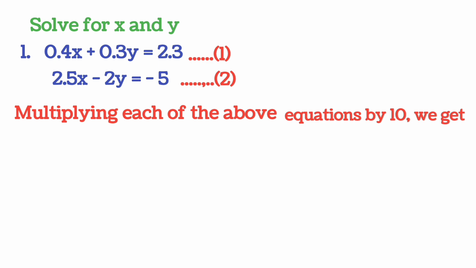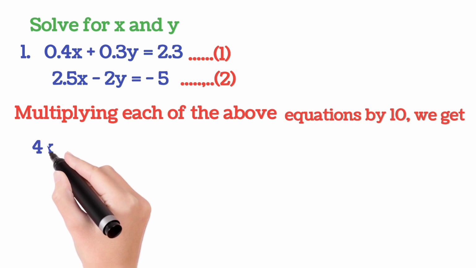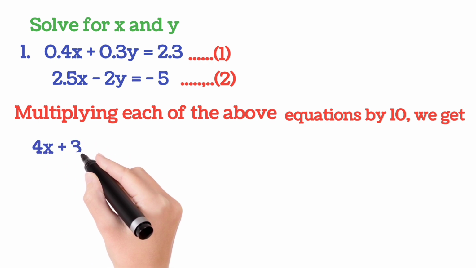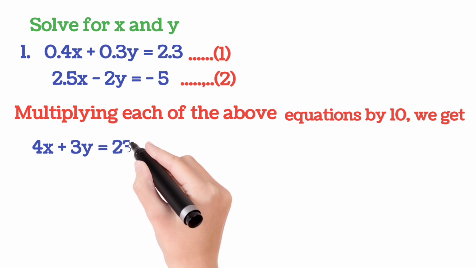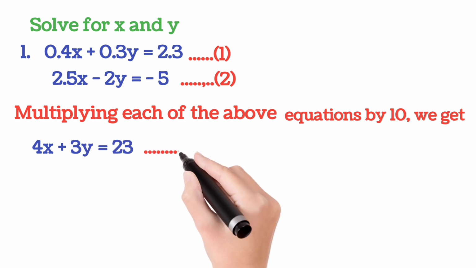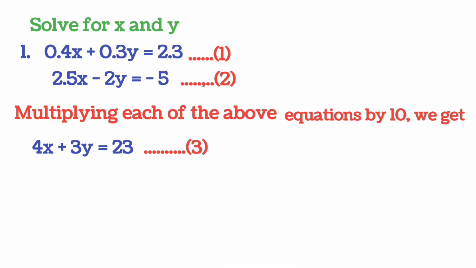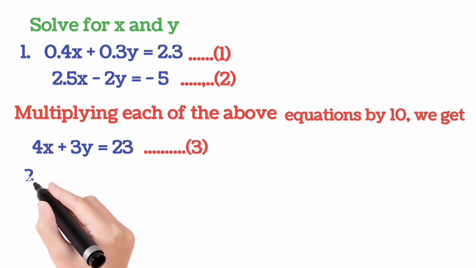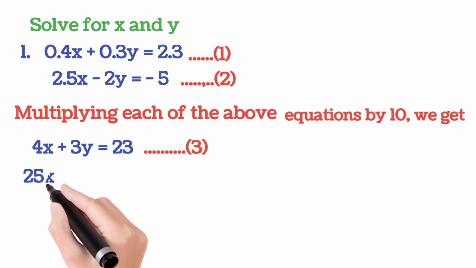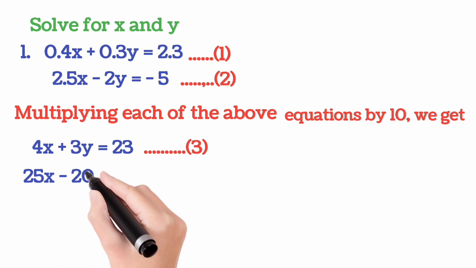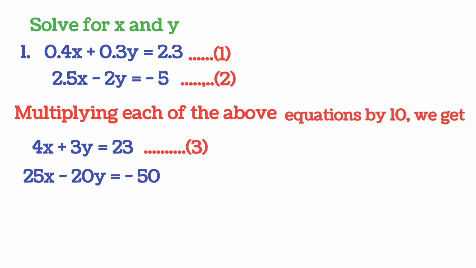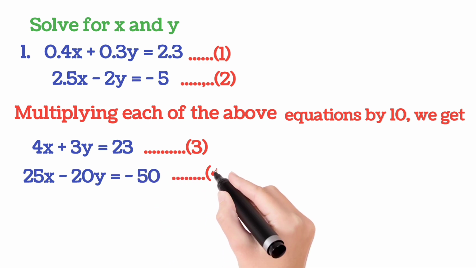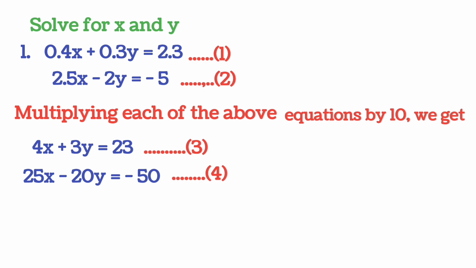We will get 0.4 into 10, which means the point will shift one digit right. So we will get 4x plus 3y equals 2.3 into 10. The point will shift to the right side, so we will get 23. This is our equation number 3. Next, 2.5 into 10 we will get 25x, minus 2 into 10 is 20y, equals minus 5 into 10 is minus 50. This is our equation number 4.